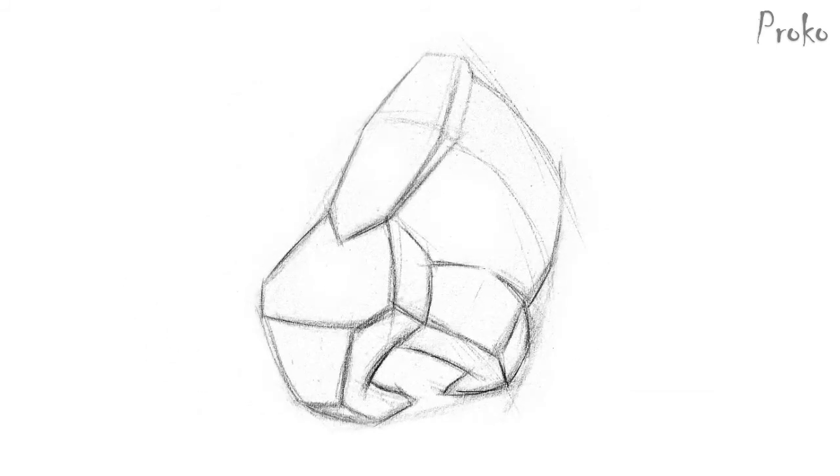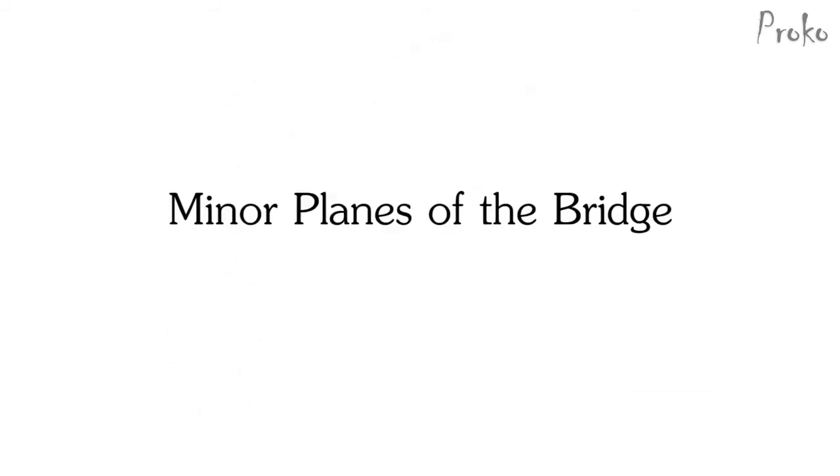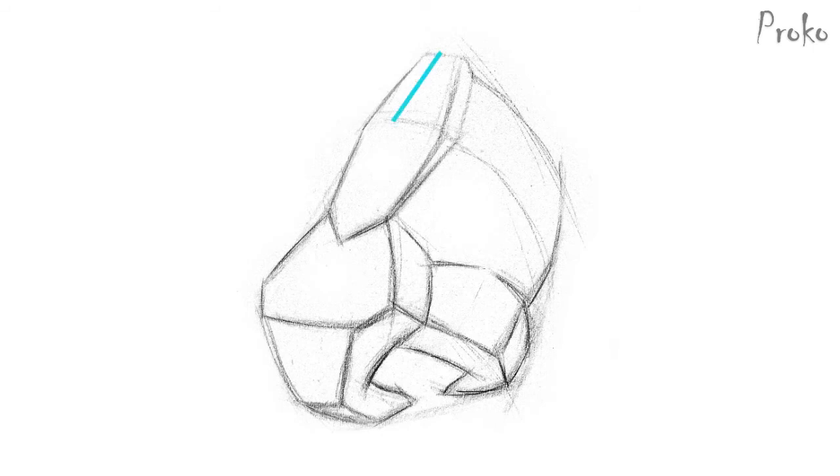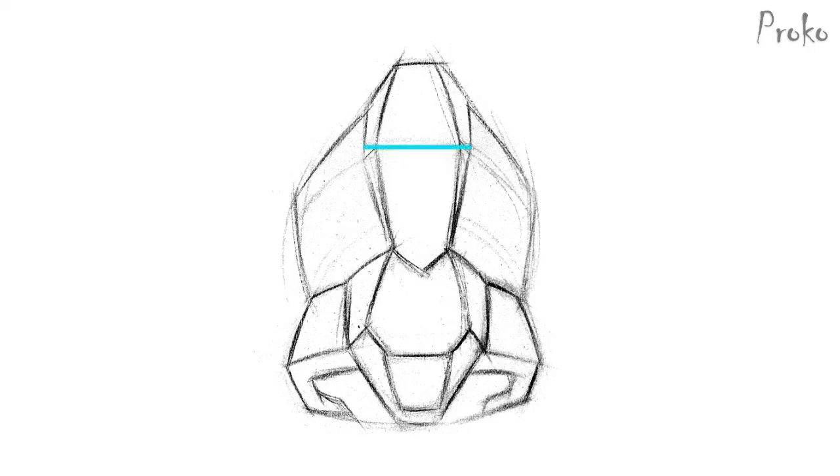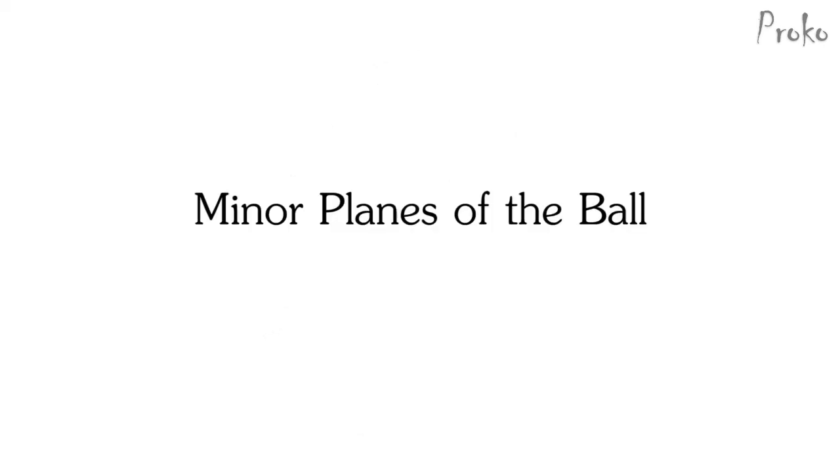So let's take a look at the minor planes of the bridge. The top plane of the nasal bone faces upward and then slightly more downward at the lateral cartilage. From the side, you can see this slight angle change from the nasal bone to the cartilage. The connection between the bone and cartilage is usually the widest part of the bridge. The minor planes of the ball.